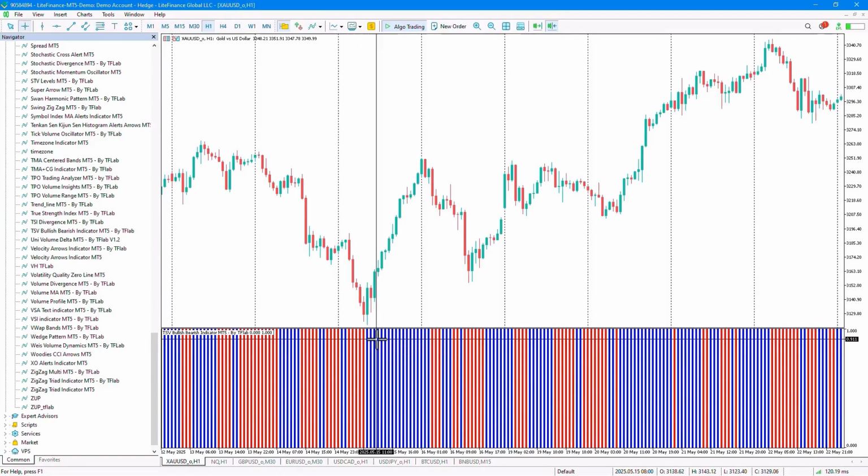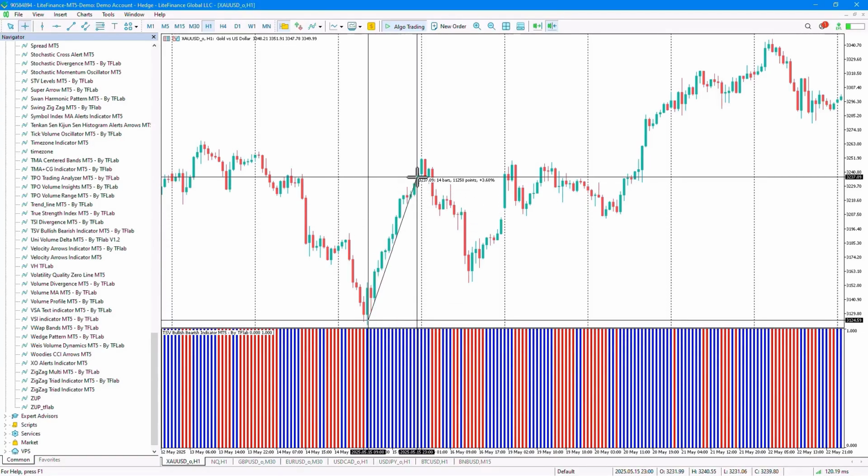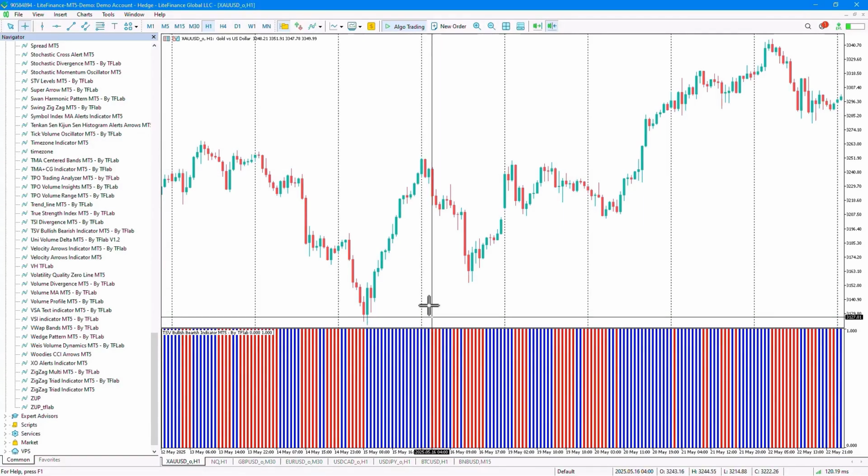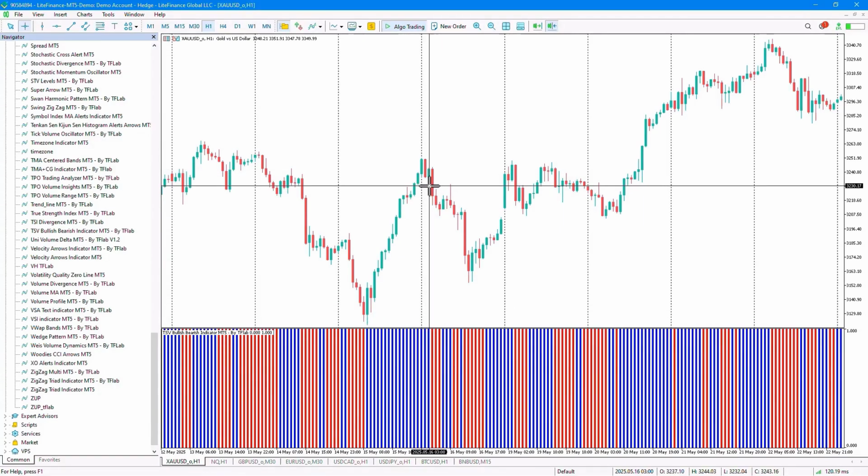When blue bars are displayed, we can enter a buy trade in the market and stay in the trade until red bars appear, at which point we can exit the trade.